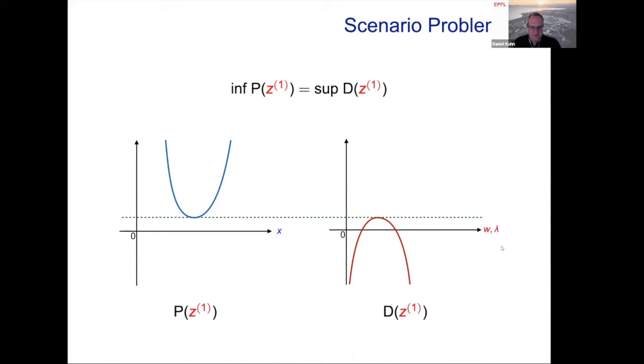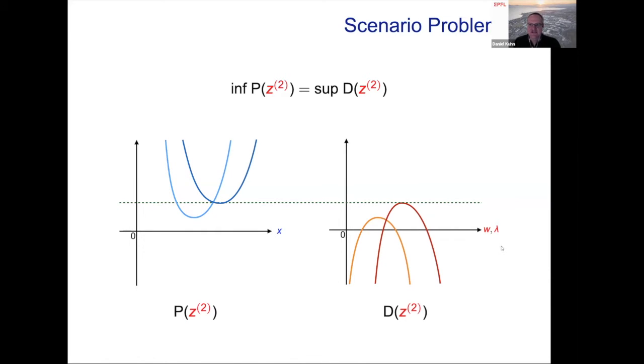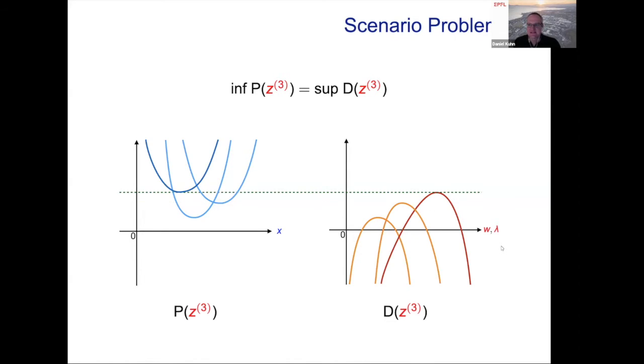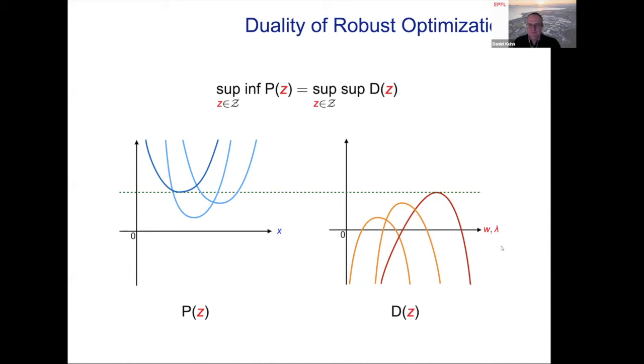So now let's change the scenario to Z2. Then both the primal and the dual scenario problems change, but their optimal values will still coincide, and the same happens again at the third scenario, and so on. So now, if the infimum of the primal equals the supremum of the dual for all scenarios, then clearly this equality must persist if we take the supremum over all scenarios in some uncertainty set script Z.